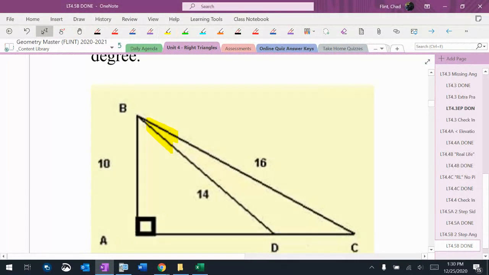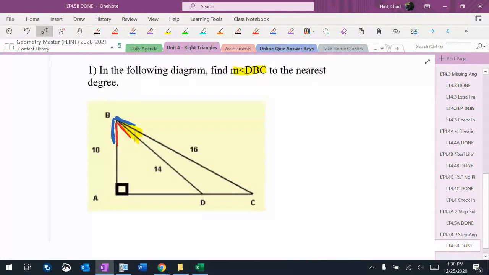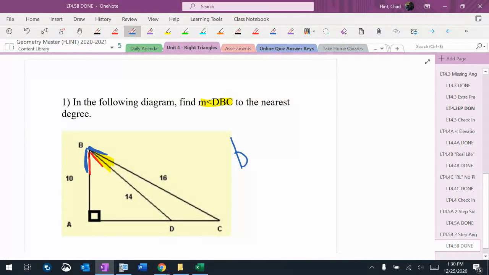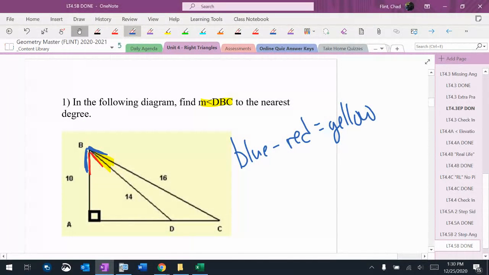Now that is clearly not inside of a right triangle. But what I'm going to do is find this red angle right here, and I'm going to find this blue angle right here. Then if I take the blue one and subtract the red one, I'll end up with the yellow one. I'm going to go over here on the side and write blue minus red equals yellow. Okay, so that's my plan.